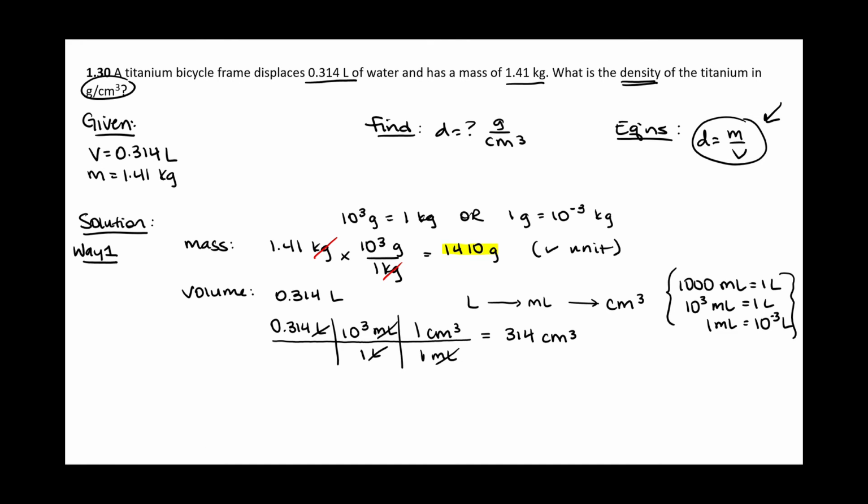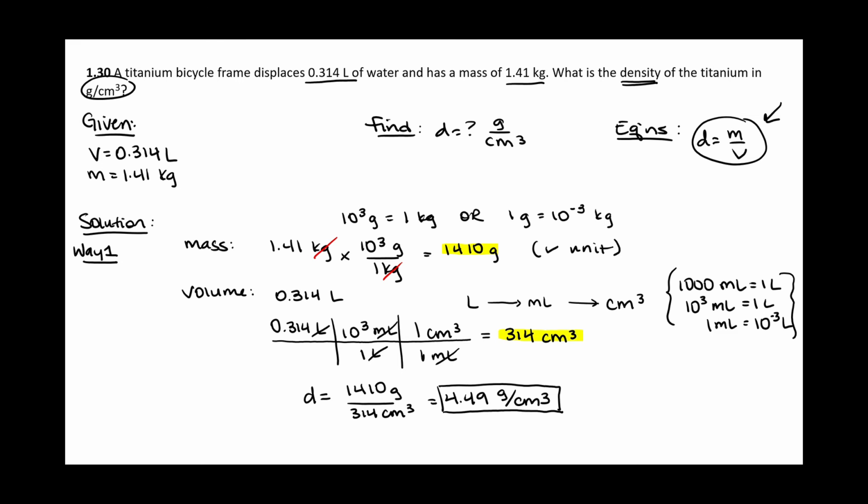I have my mass and my volume in proper units. I can go ahead and divide them. Okay, my density then is going to be 1,410 grams divided by 314 cubic centimeters. When I go ahead and solve that, I get 4.49 grams per cubic centimeter as my answer.